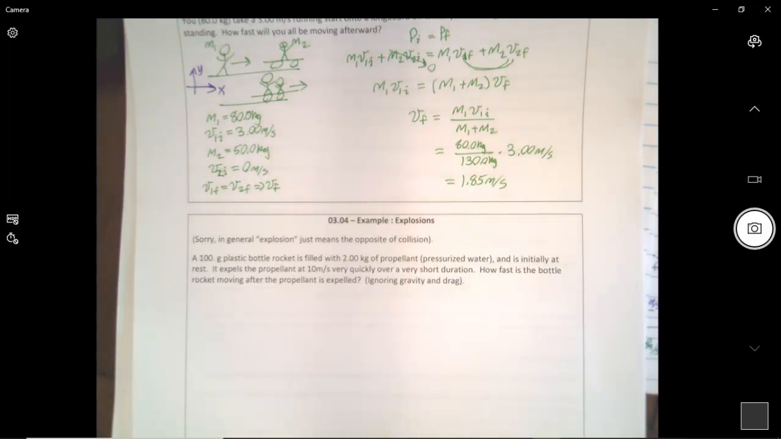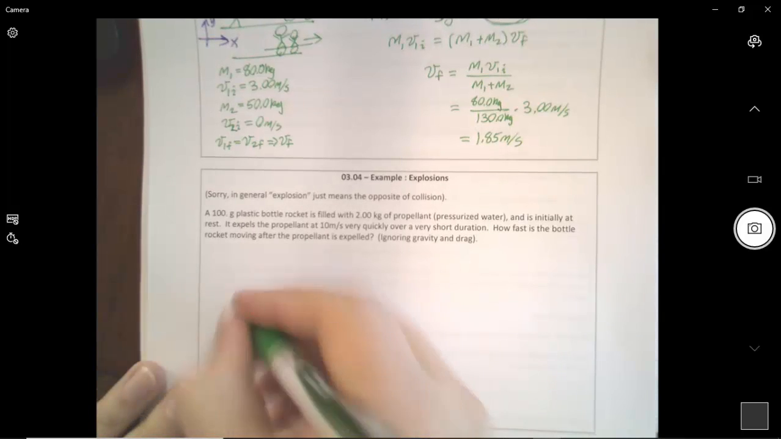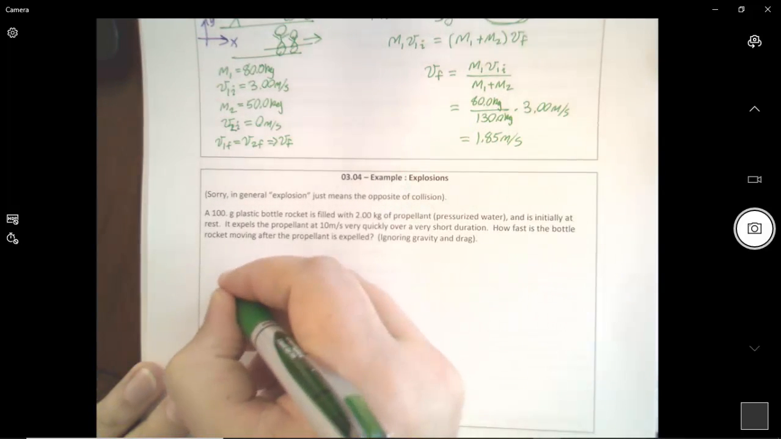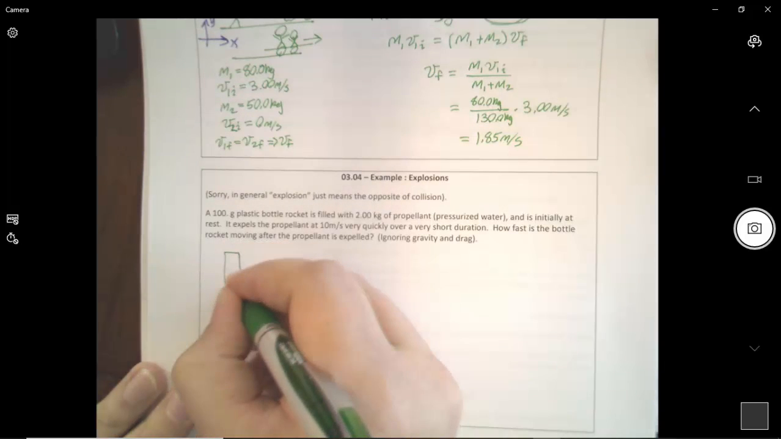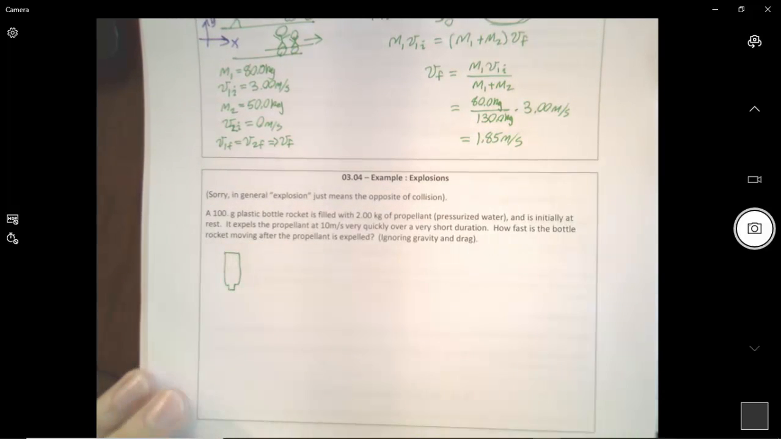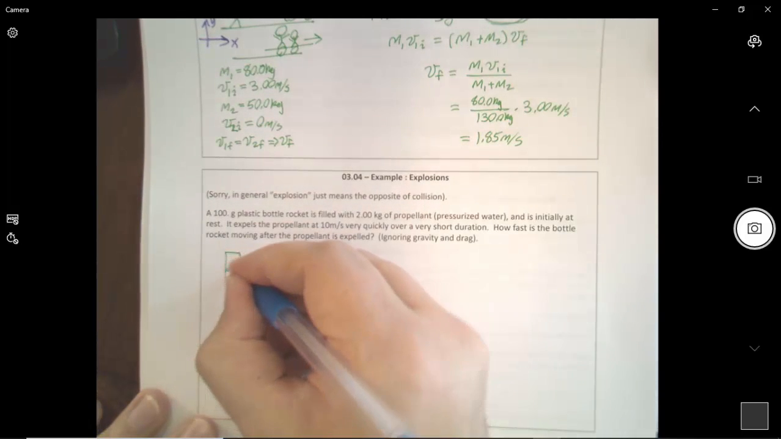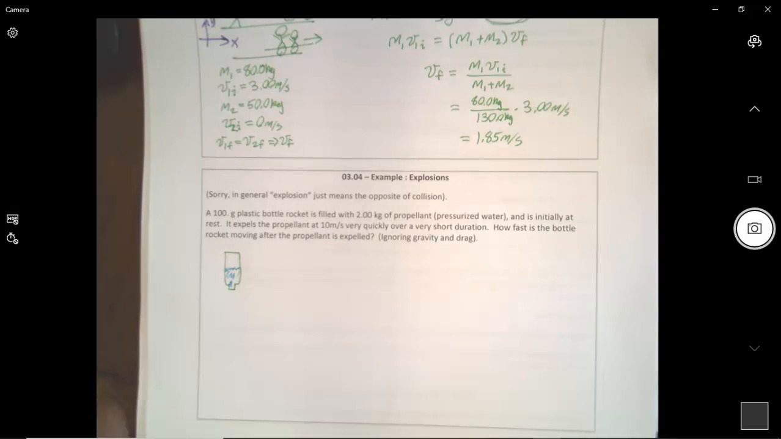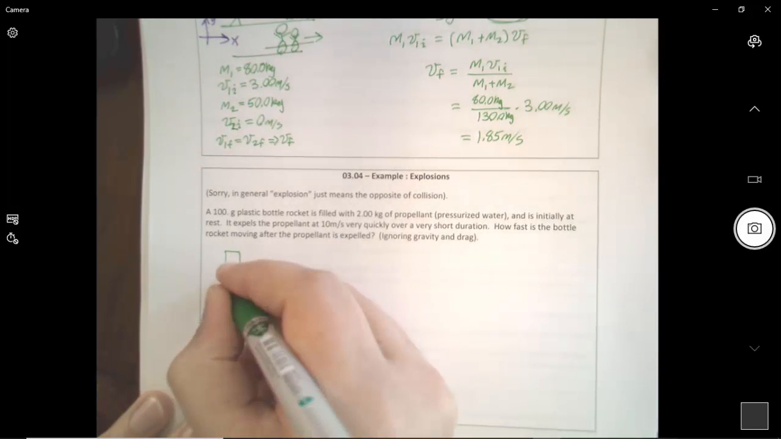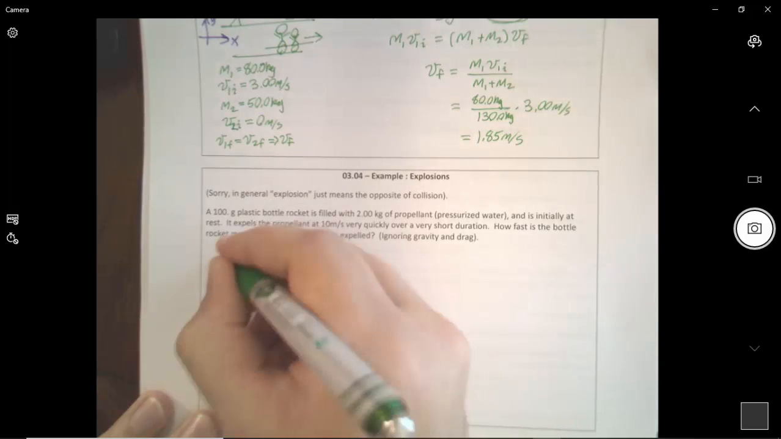So the example we're going to do here is a bottle rocket of the type with pressurized air and a water propellant. You're already on YouTube, so just look one of those up. So we are going to have a water bottle. And it is going to be filled with water. Not filled, actually, it doesn't work if it's filled. Partially filled up with water. And there'll be a nose cone and whatnot.